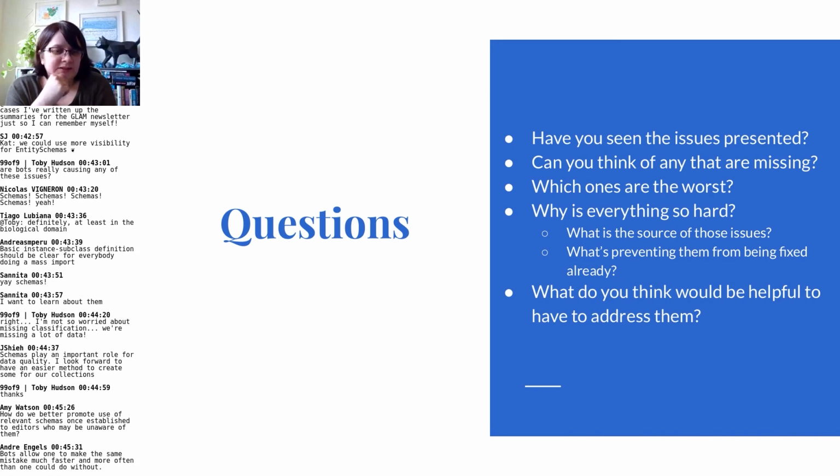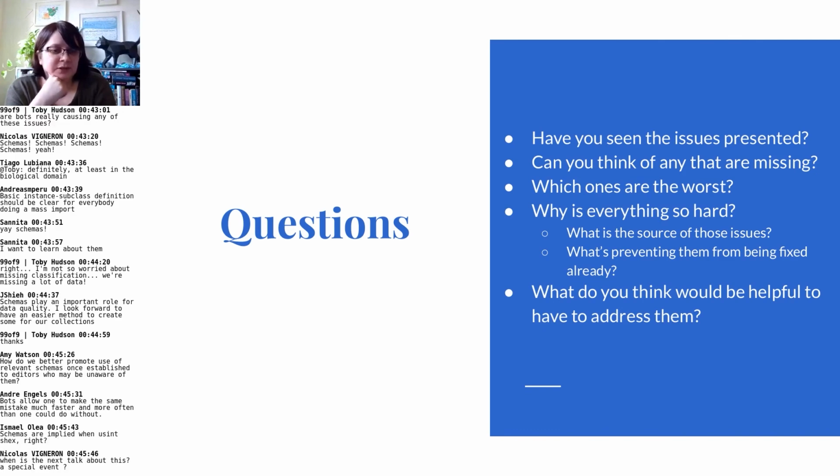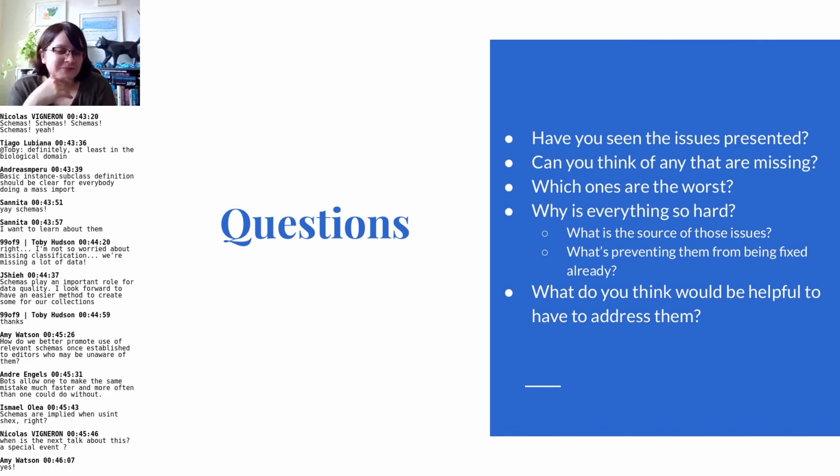And Amy is asking, how do we better promote use of relevant schemas once established to editors who may be unaware of them? Yeah, I think this is largely on my team and me to figure out ways how to better integrate that in the user interface and tools and so on. Because it doesn't matter if we just have the definition in the entity schema, but we don't use it.